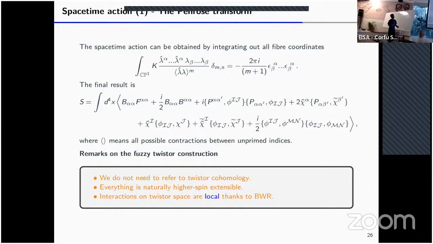so an advantage of this fuzzy twistor construction is the following. We do not need to refer to twistor cohomologies, and everything is naturally higher spin extensible. Also, interactions on twistor space are completely local thanks to the balanced wave representations. And you don't see this very often in higher spin theories.